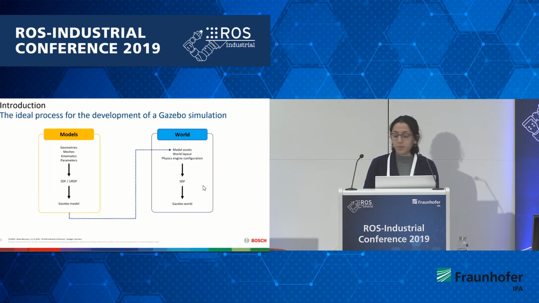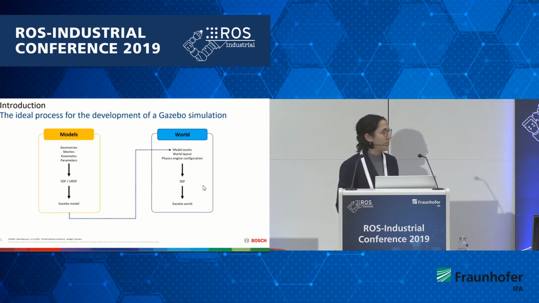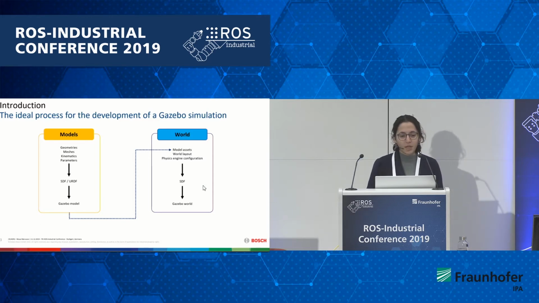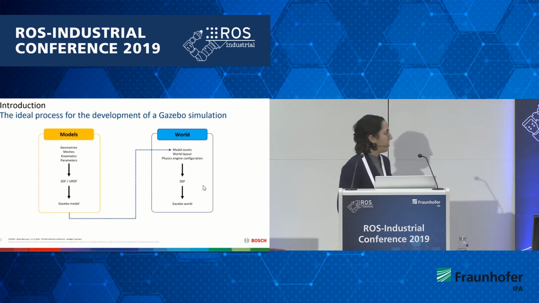A short introduction: what would be the ideal process when you're building your own simulation to test your applications? It's a very simplified thing. Let's say you want to build your model, so you have your geometries. Hopefully, you have your meshes as well. You know what your kinematic chains look like. You know where you put the joints. You have parameters like masses, moments of inertia, friction, some magic numbers like bounce coefficients maybe, and then you take all of that and write your own SDF or URDF.